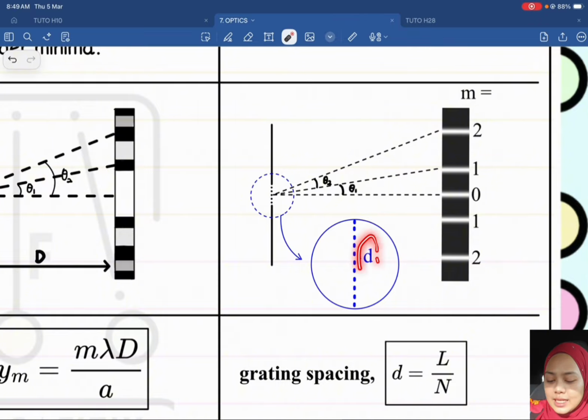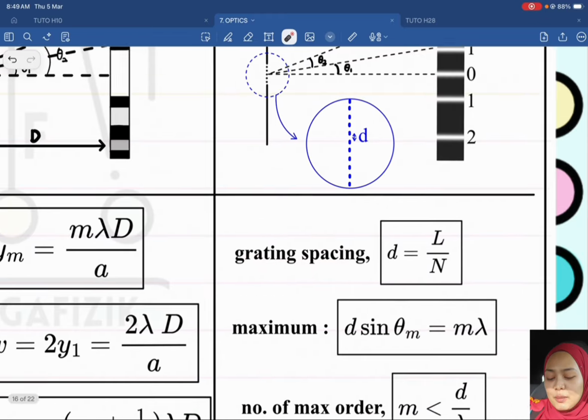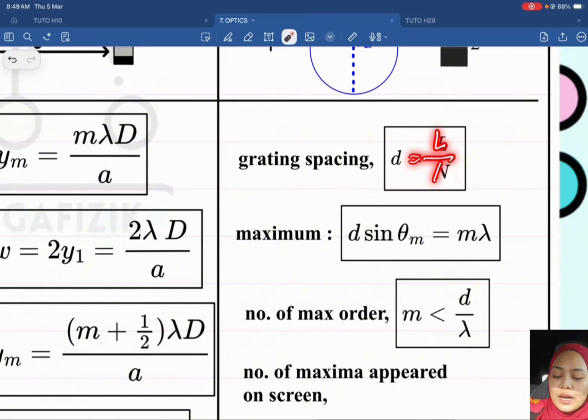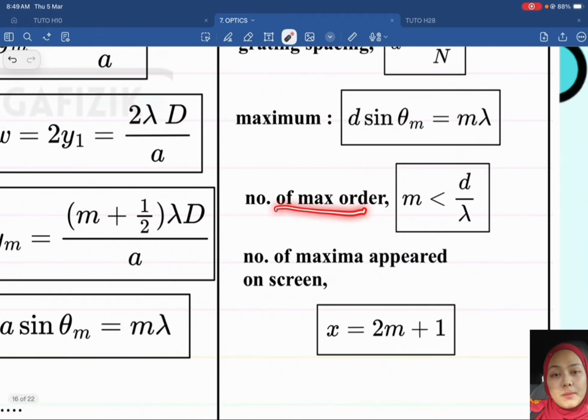So we have here d. d is the slit spacing, which we call the grating spacing, equals L over N. N is the number of slits. Just now, like I said, 600, 500, those are the numbers. L is the length, like I said just now, 1 centimeter, and so on. If you want to get the angle, you just use d sine theta_m, where m is that order, equals m lambda.